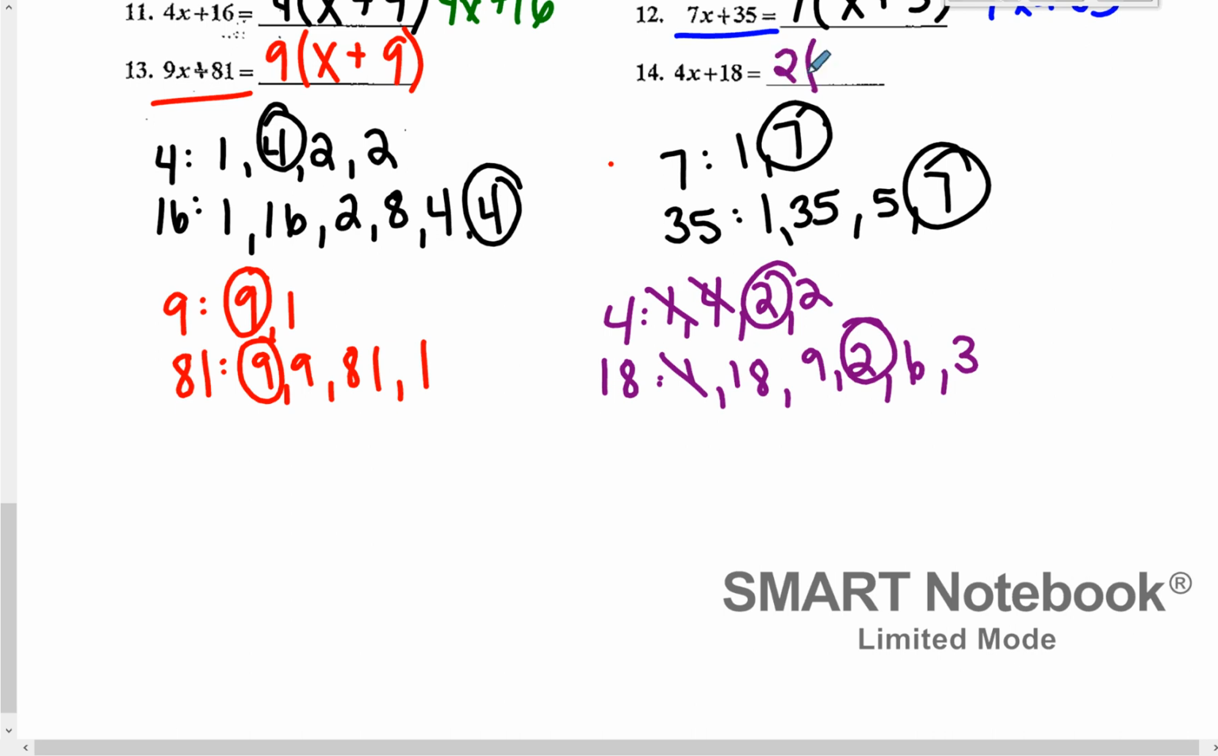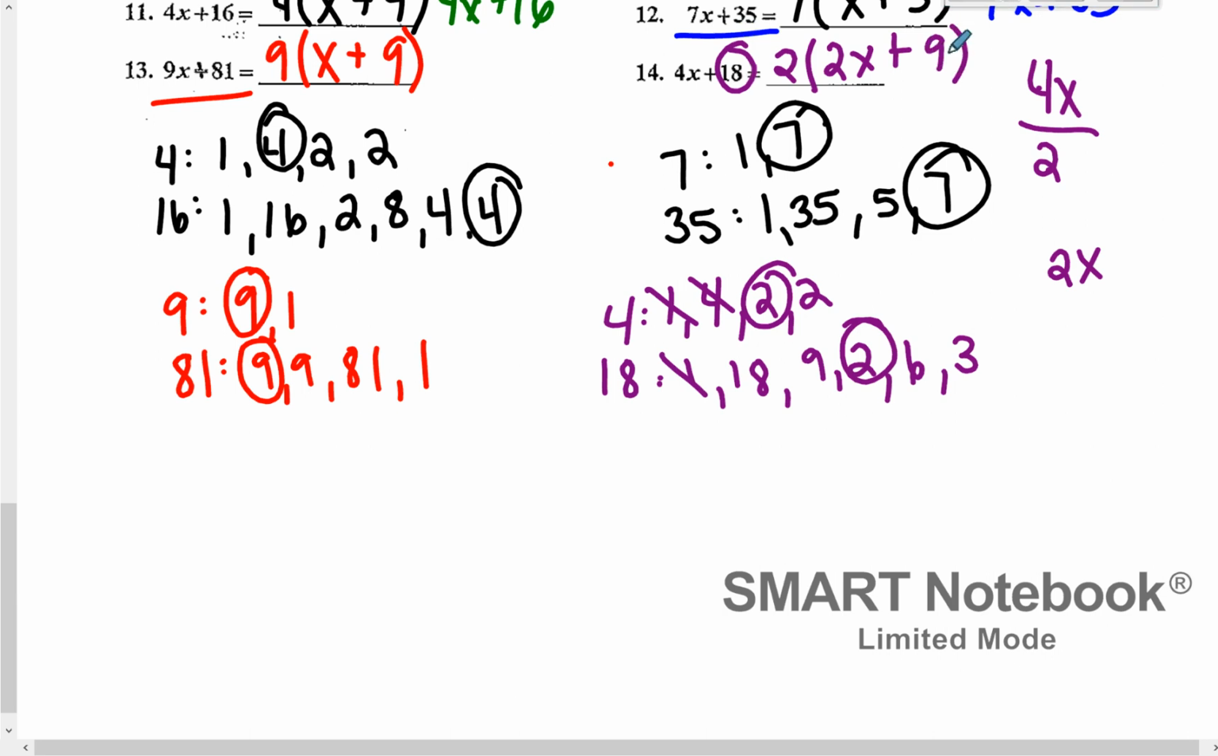Now here's when it gets tricky because it's not just an x in that first one. 2 times what gives us 4x? Or 4x divided by 2. Well, 4 divided by 2 is 2. x divided by 1 is x. So 2 times 2x is what gives us a 4x. And then 2 times what gives us an 18? That would be 2 times 9 gives us 18.